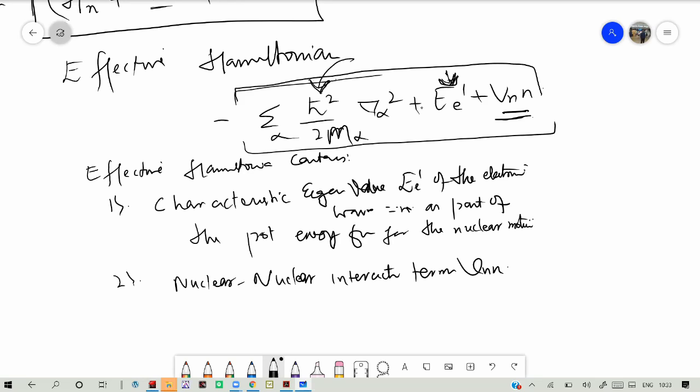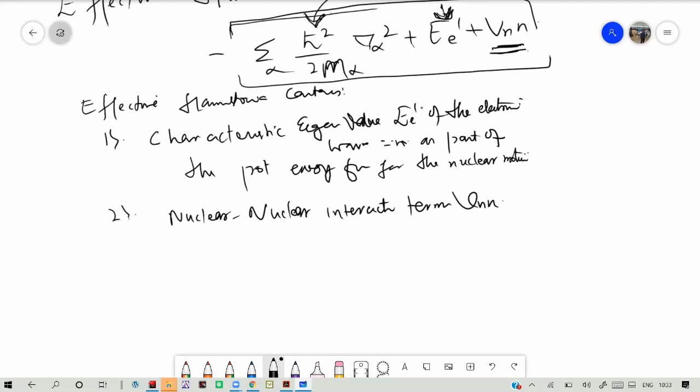Now this VNN becomes the potential of the nucleonic term, the nuclear interaction. So it includes both interactions: the electronic part and the nuclear interaction part. Okay.